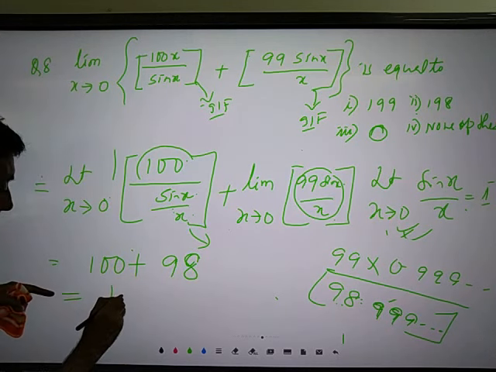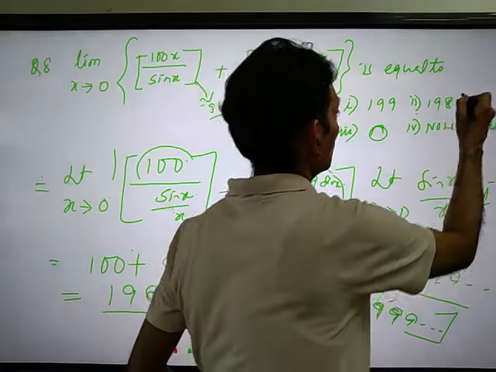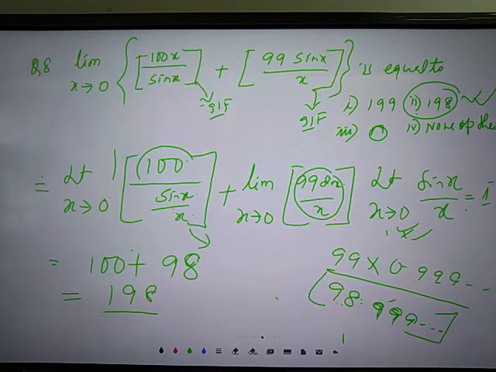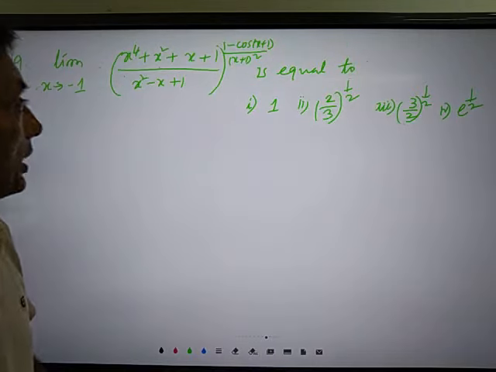So hence the value of this limit is 198. So this will be your correct option. Okay. Now let's move to the next question. What is the next question?